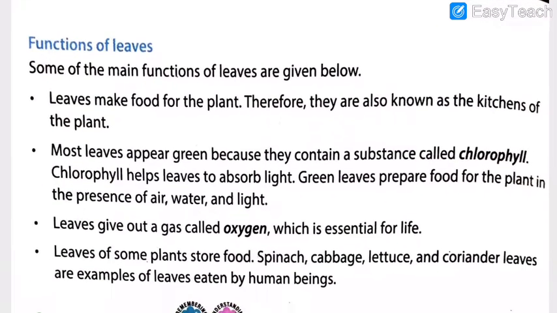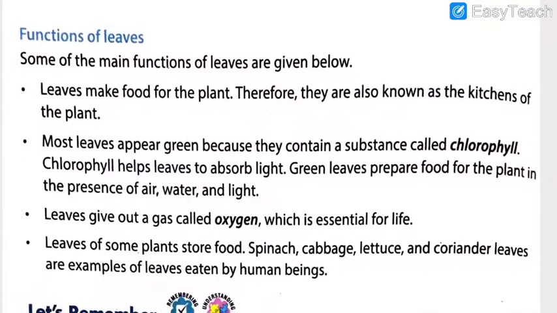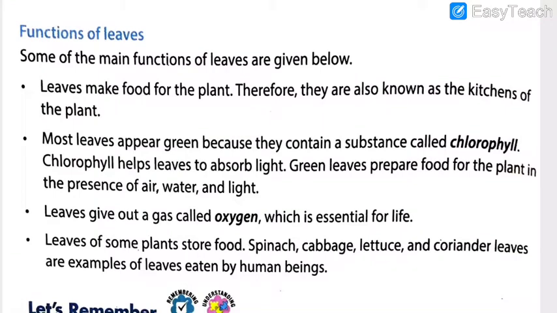Let us see the function of the leaf. What are the functions of the leaf? Now you will say, sir, even the leaf has a function in the tree? How can a leaf be useful? This is what we will see now in the following points. Some of the main functions of the leaves are given below.